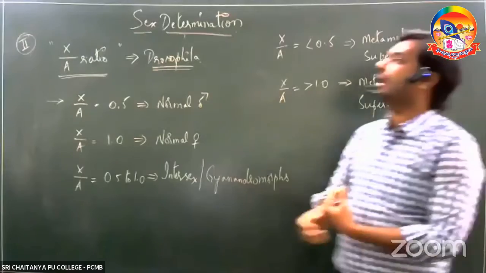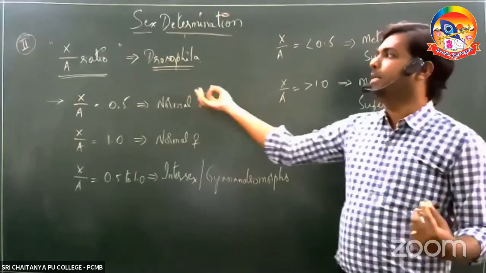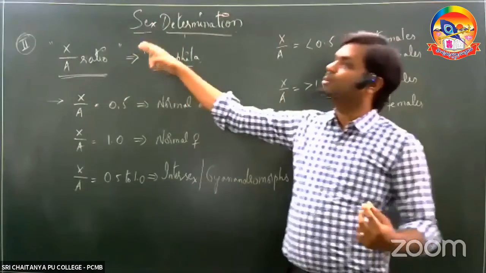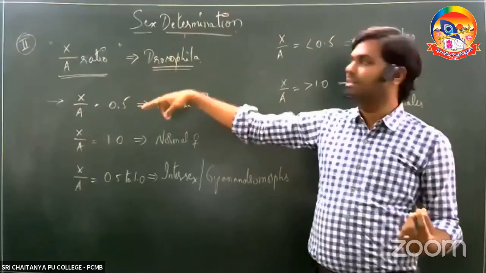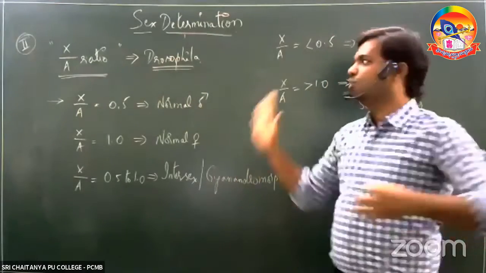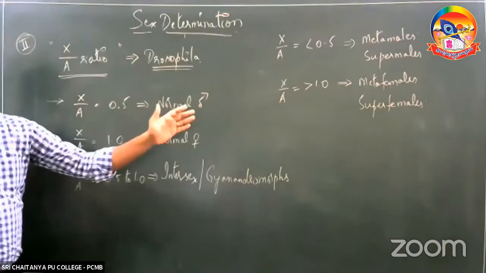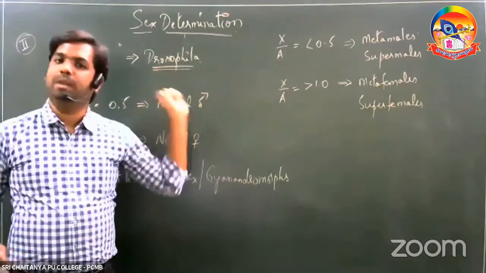So this is the second type of sex determination what we have, which is sex determination based on the number of X chromosome to the number of autosomes. That is the X by A ratio of sex determination. We have 1 or 2 more types of sex determination. So that we will take up in the next session.